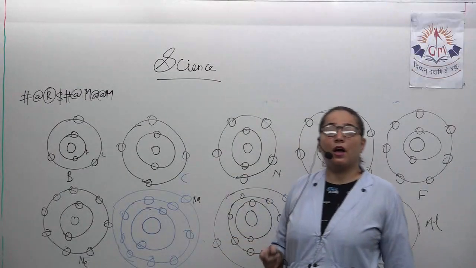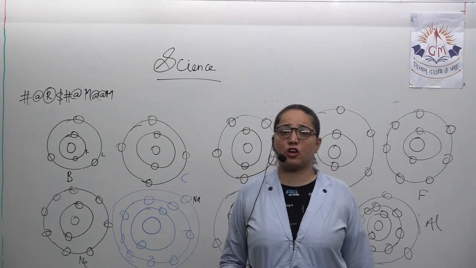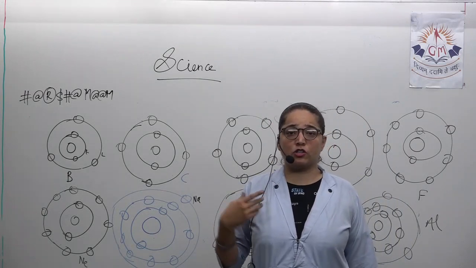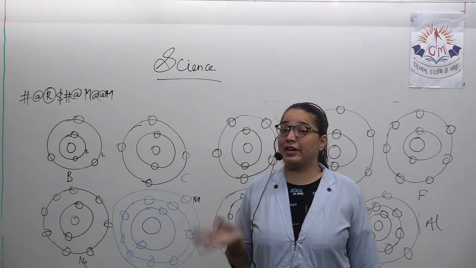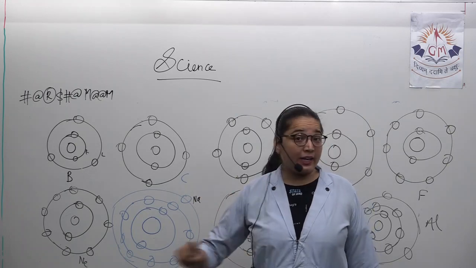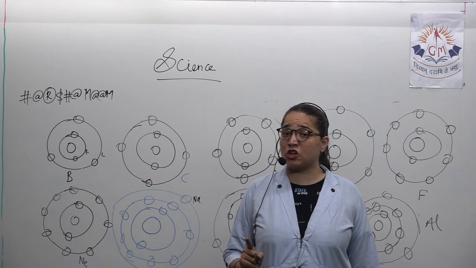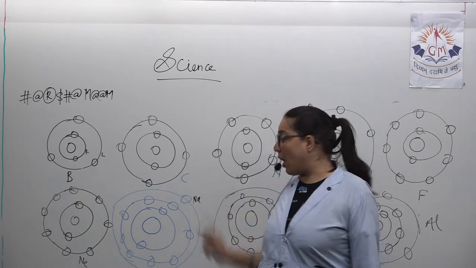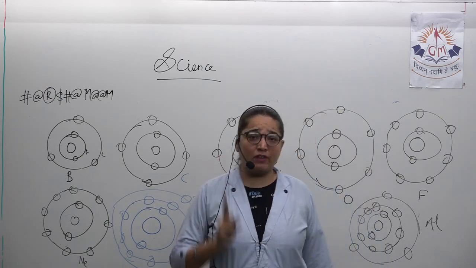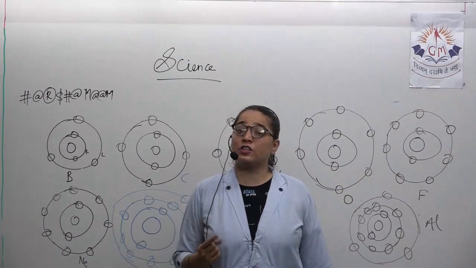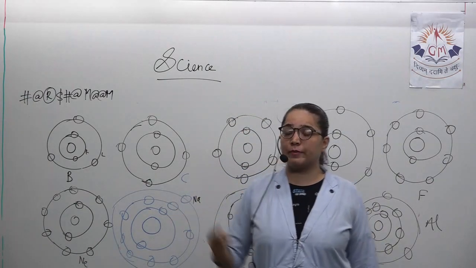Coming to sodium, how many electrons? 11. First orbit filled, 2 electrons. Okay, next how many are remaining? 9. But 9 cannot come in the next orbit. How many maximum number of electrons can come in the next orbit? 8. So what will happen in the next orbit? 8 will get accommodated. So how many is remaining? 1. 1 move in the next orbit.